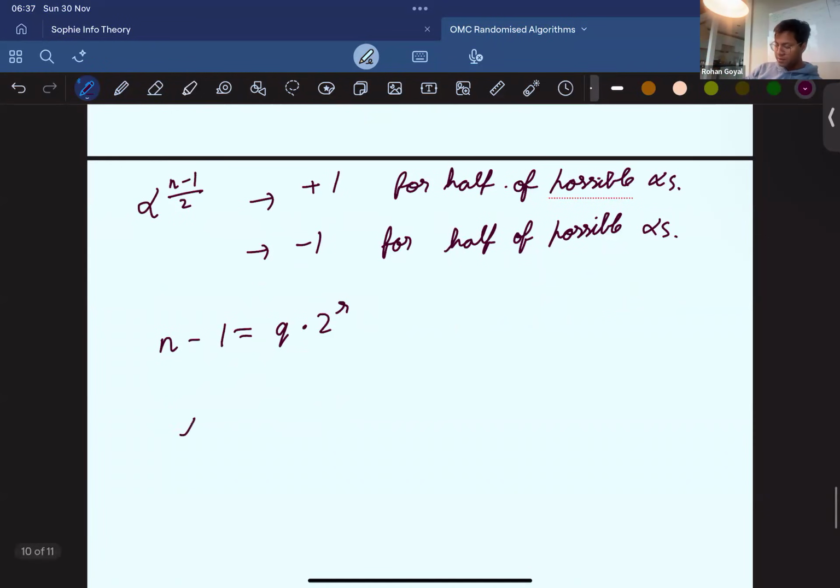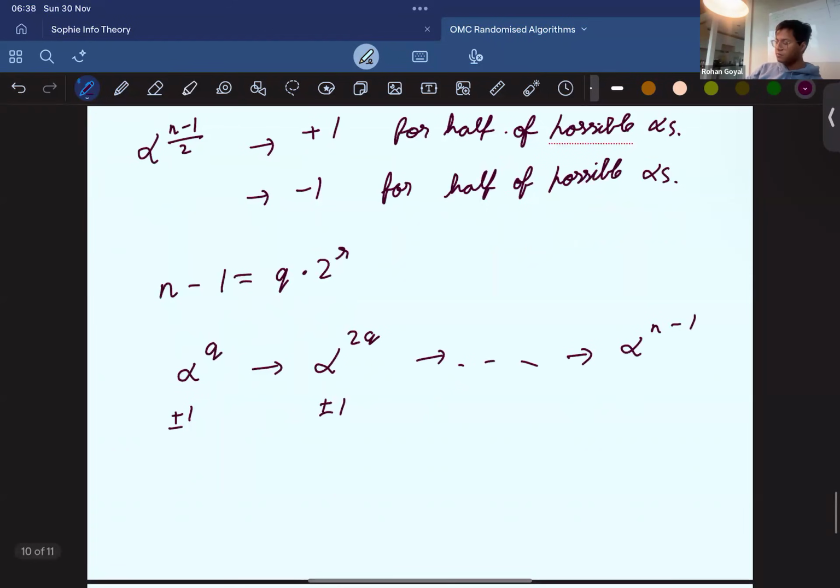What you do is you compute alpha to the q. You see if this is plus or minus 1. You then compute alpha to the 2q. Is this plus or minus 1? Like if it was not already plus or minus 1, did it become plus or minus 1? And you keep going till you hit alpha to the n minus 1.